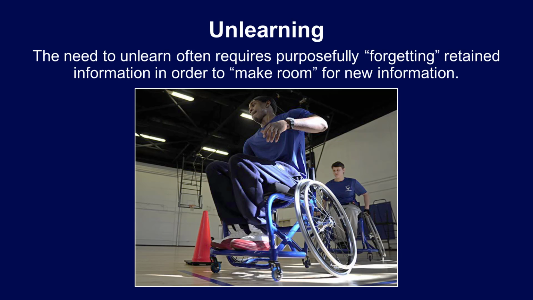Another impediment to effective learning is the need to unlearn. This means intentionally opting to forget information stored in memory in order to make room for new information. Examples of unlearning might be disregarding what we know about our native language in order to learn a new language, or learning how to drive a car on the opposite side of the road when we are in a foreign country.